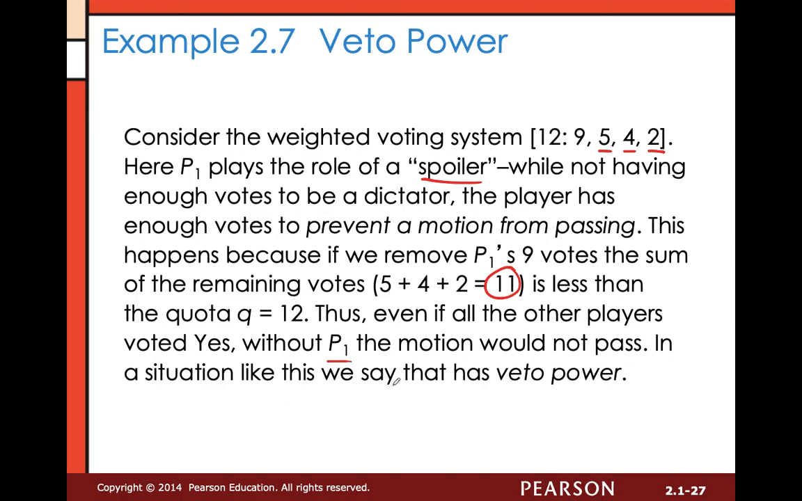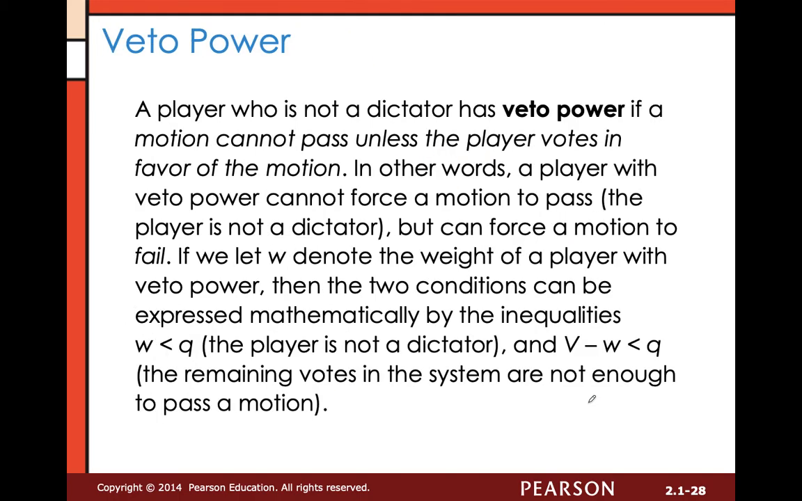That means that even if all the other players were for it, without P1, the motion's never going to pass. If that happens, we are going to say that P1 has veto power. So they're not a dictator because they don't have enough for it to pass on their own. And the other ones aren't dummies. They still have a say in what's going on. But we're going to say that P1 has the veto power, meaning if they're not for something, then it can't pass with the help of the other 3.